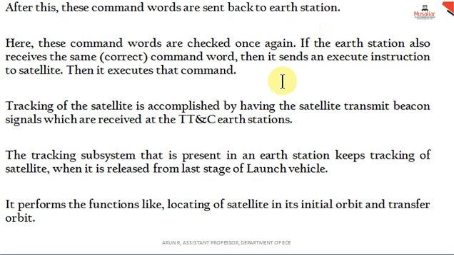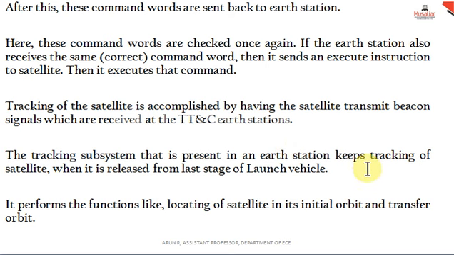And the tracking of the satellite, that means finding the position of a satellite, is known as tracking, and it is accomplished by having the satellite transmit beacon signals which are received at the earth station. By sending some continuous signals, they can track the satellite. The tracking subsystem present in the station performs functions like locating the satellite in its initial orbit and transfer orbit. It will track the position of the satellite. That is the main duty of the tracking system.